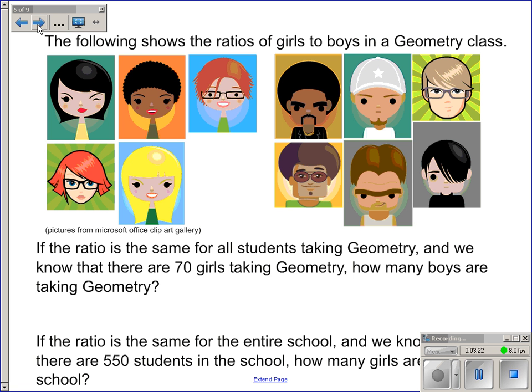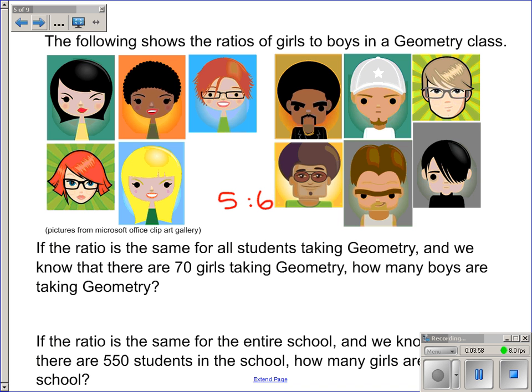Okay, so the following pictures show the ratio of girls to boys in a geometry class. There are 5 girls and there are 6 boys. If the ratio is the same for all students taking geometry, and we know that there are 70 girls taking geometry, how many boys are taking geometry? So the ratio for all the students taking geometry is the same as for this class, and we know that there are 70 girls taking geometry. How many boys are taking geometry?